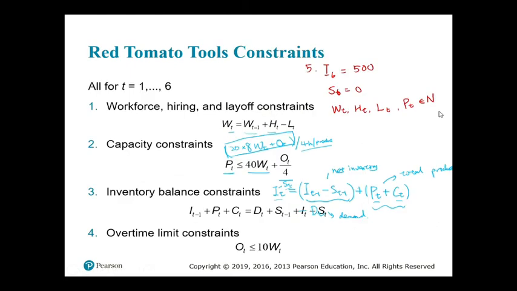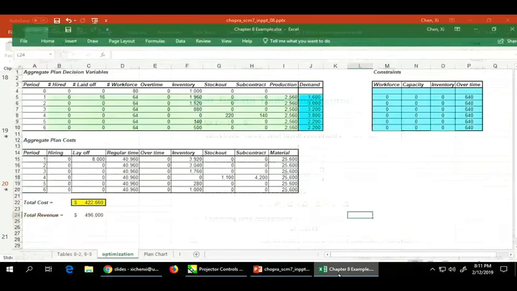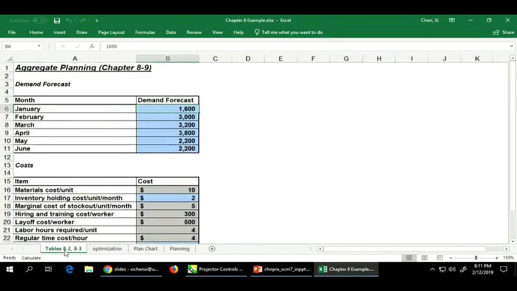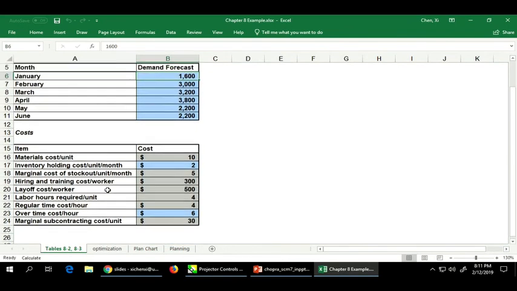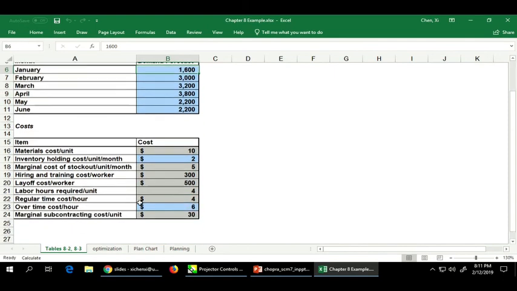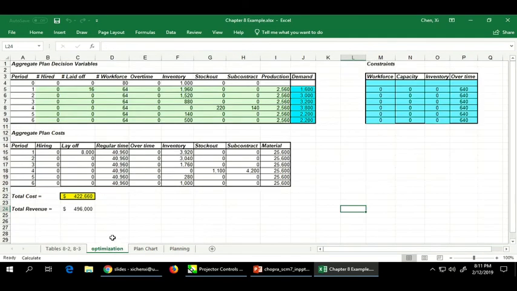Okay, now let's look at this problem in Excel. So in this Excel sheet, this first page lists the demand forecast and the cost. So these are the input parameters for the problem. Then the second tab is the actual aggregate planning optimization problem. In here we have our decision variables, including number of people hired, laid off, workforce size, overtime, inventory, stock out, subcontracts, and production. Demand is also listed here as input, and then indexed by the number of periods.